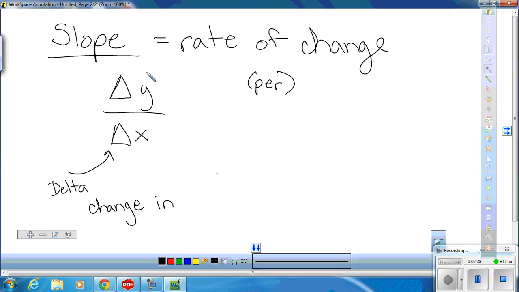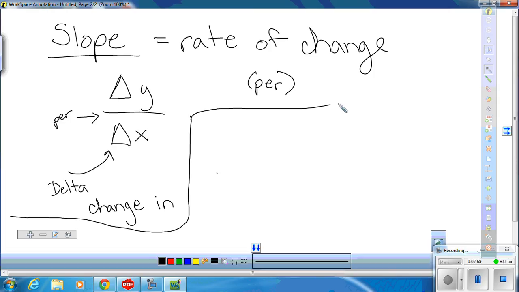And that's what this is, the something per something. Miles, that's why the y variable is the miles. Per hour, time is the x variable, so miles per hour. This little division bar here is basically the per, okay? So slope is a rate of change. This is handy when we start trying to do word problems and we're trying to figure out how can I write my equation.